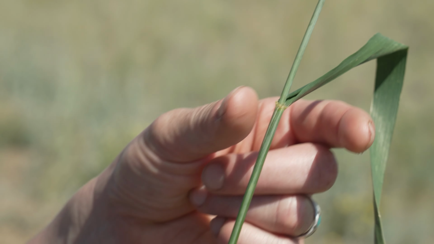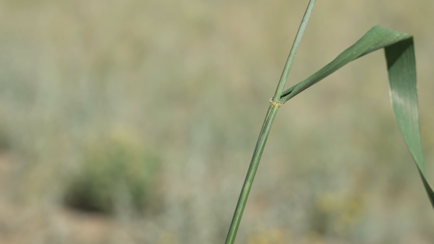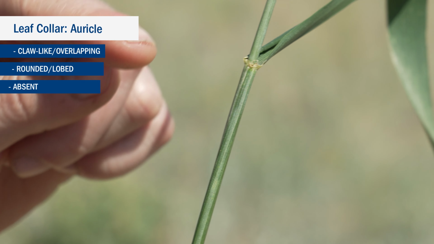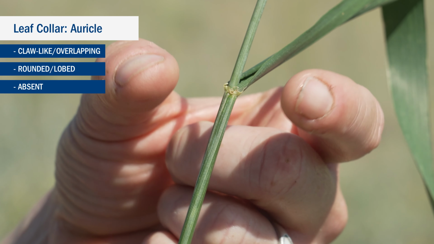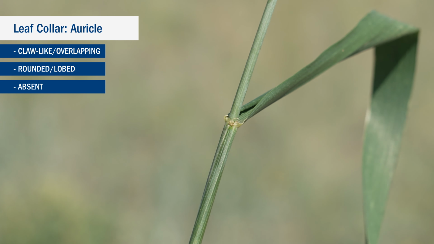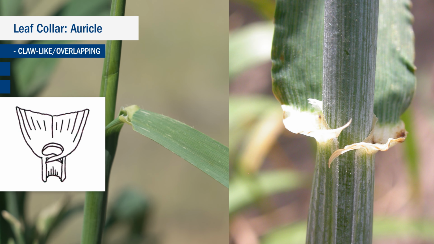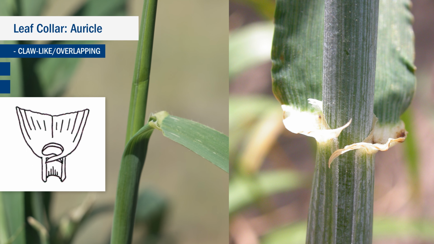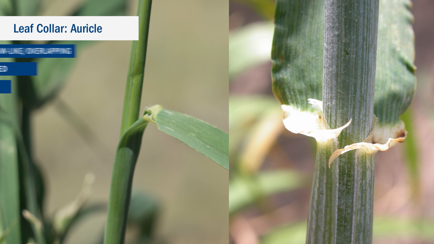The blade is the portion of the leaf that diverges from the plant at the upper end of the sheath. Characteristics found in the area where the leaf sheath and blade meet are especially important for grass identification. One characteristic to look for is an auricle. An auricle is a small outgrowth or ear-like lobe that may occur on either side of the leaf sheath blade junction. If auricles are present, they can be claw-like and overlapping, rounded or lobed, or completely absent.